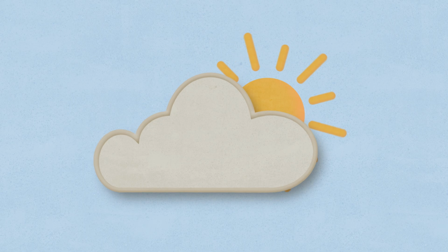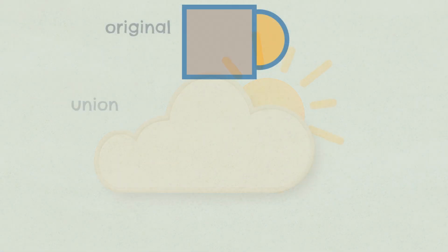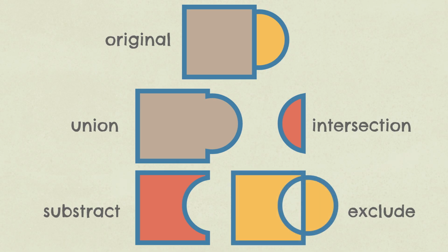while maintaining this outline. Lastly, the union is only one of 4 functions the Boolean has. You've also got an intersection, a subtract, and an exclude, and you can combine these as well.